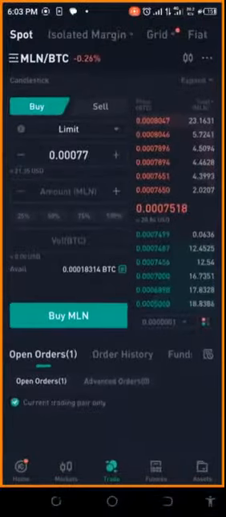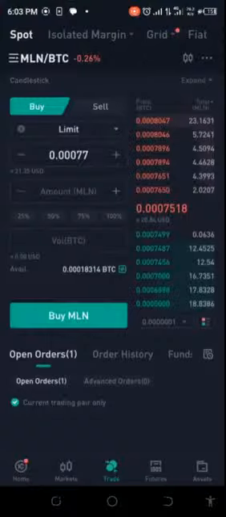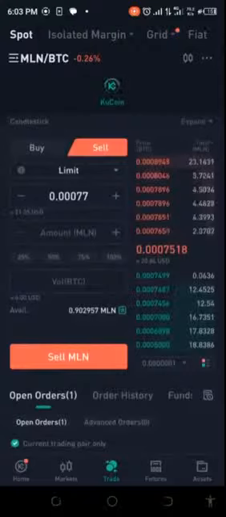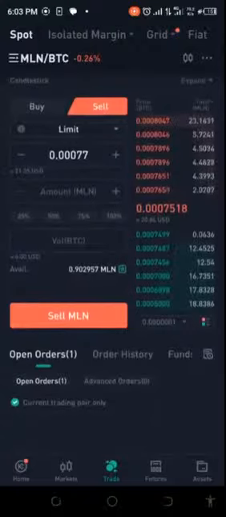I'm a bit confused. Let me check this out. What's going on here? Have I sold all my MLN? Let me go ahead and check. It seems like I actually got it sold. My MLN, okay, now I get it. I had already sold part of it.